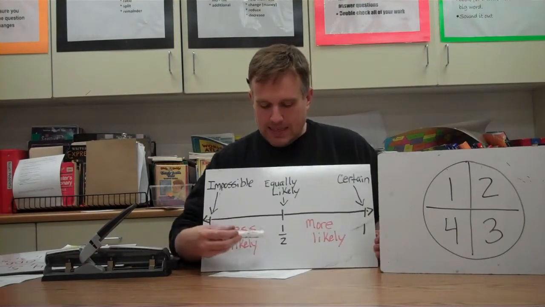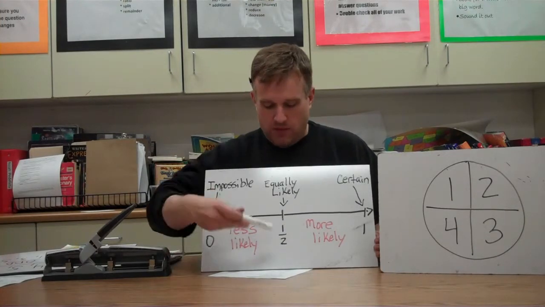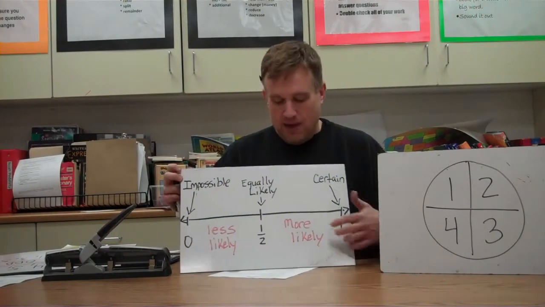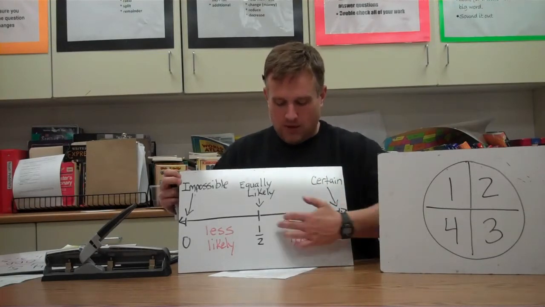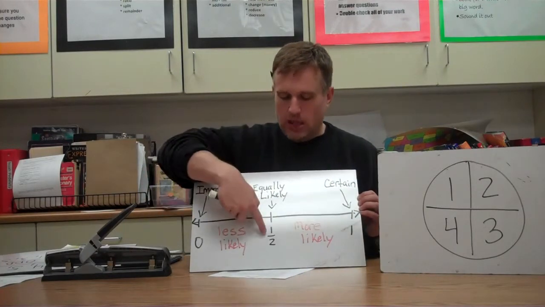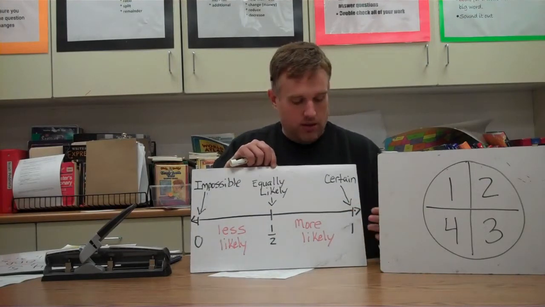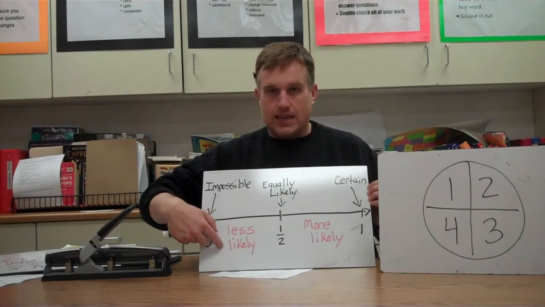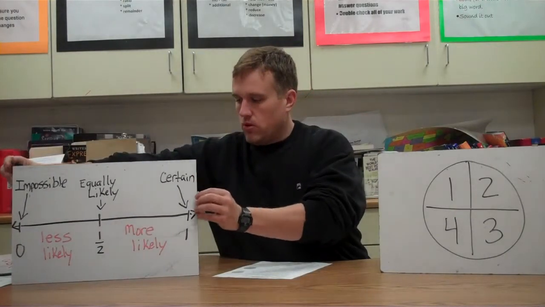Now, if something is less than equal, it is less likely to happen. So if it's from here to here, it's less likely of happening. If it's more than a half, it is more likely to happen. And that's what it says here. From here to here is more likely. So you have impossible, 0, equally likely, 1/2, and certain at 100%. If something is less than half, it's less likely to happen. If something is more than half, it's more likely to happen. So keep that in mind as we're working through this today.